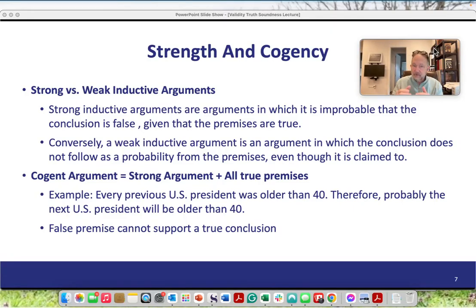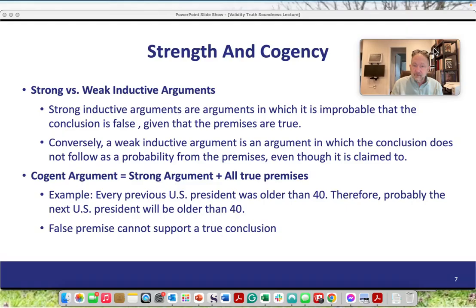So inductive is a probability. A strong inductive argument is an argument in which it is improbable that the conclusion is false. We're going to try a few of these in a minute. You'll see. A weak inductive argument is an argument in which the conclusion does not follow as a probability. It's not necessarily likely that what you're arguing will be true.